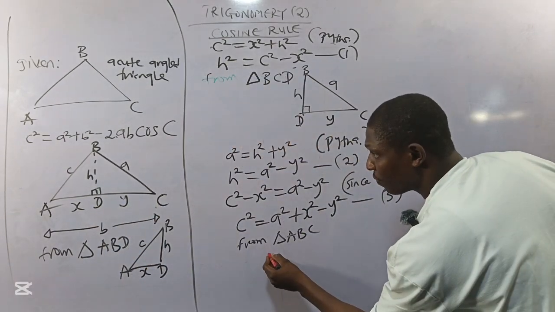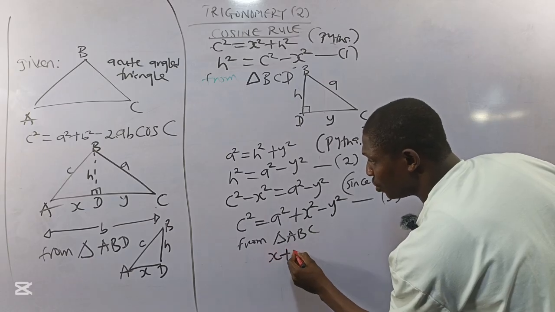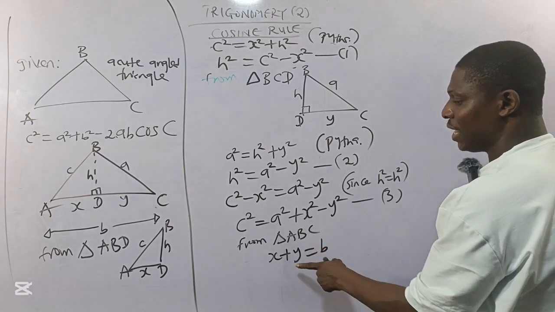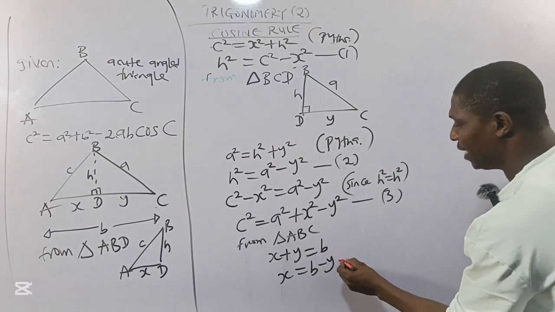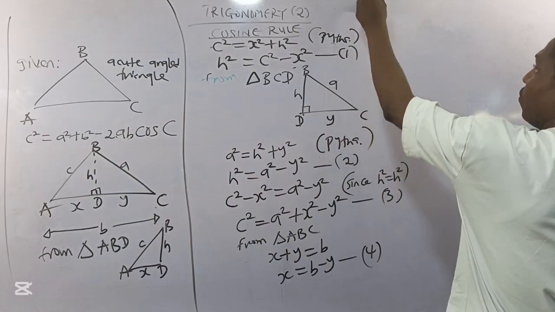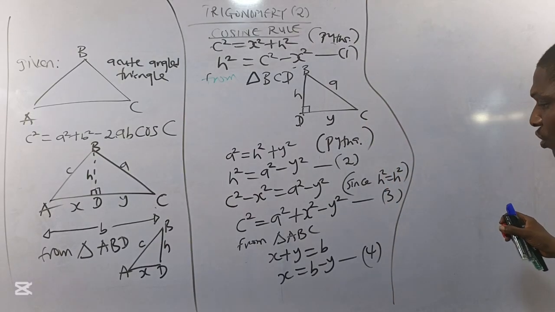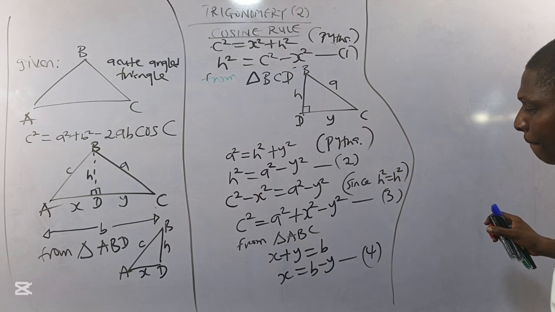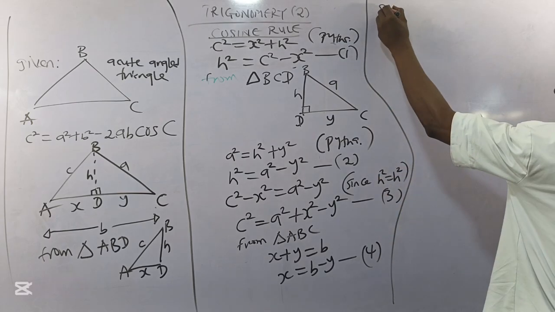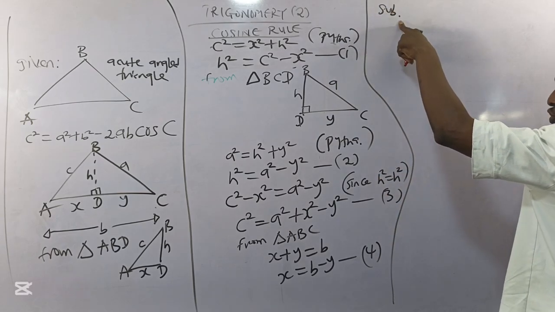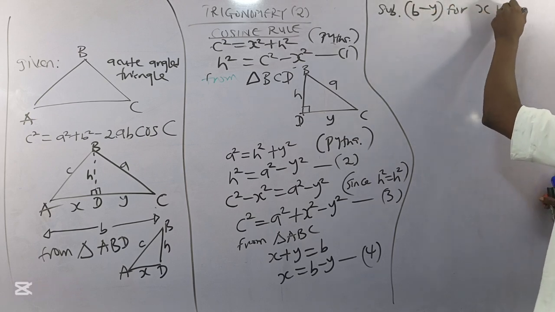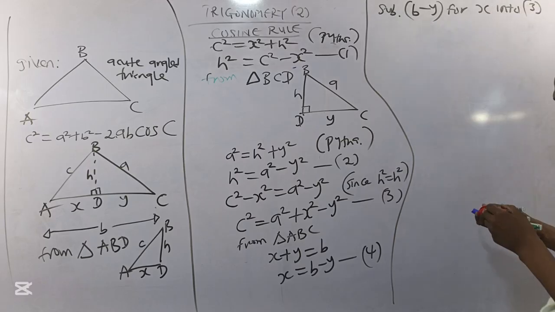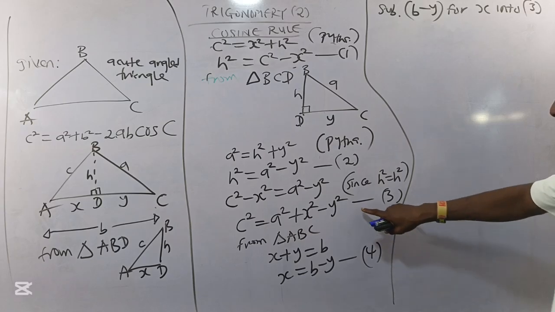So I have X plus Y equals B. And I can make X the subject of the formula to give me X equals B minus Y. I can take this as equation 4. If this is my equation 4, I can therefore substitute B minus Y in brackets for X into 3. So I'm putting B minus Y for X into 3.